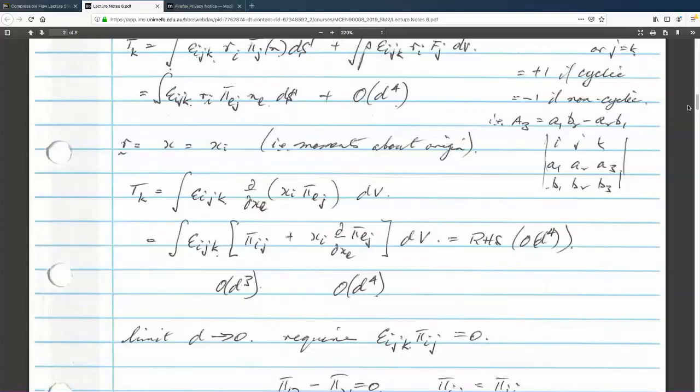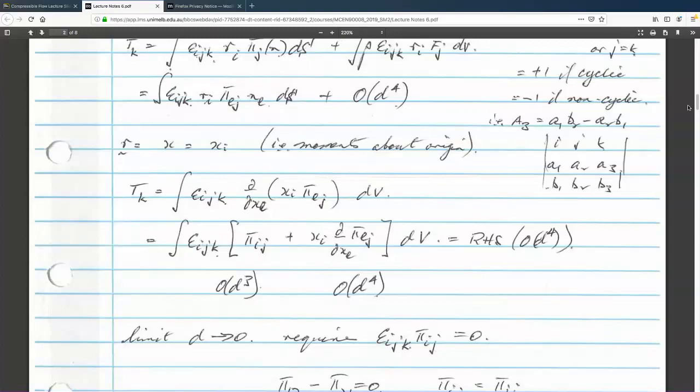But this term here, this is a bunch of numbers, and this is either 0 or 1. So this is order d cubed. So this is much larger than that as I shrink the volume. So as I shrink the volume as d goes to 0, this first term here must be 0. And you say, good God, how can it be 0? Well, it could only be 0 because it requires that epsilon ijk pi ij must be 0. That's remarkable. Why is it 0?